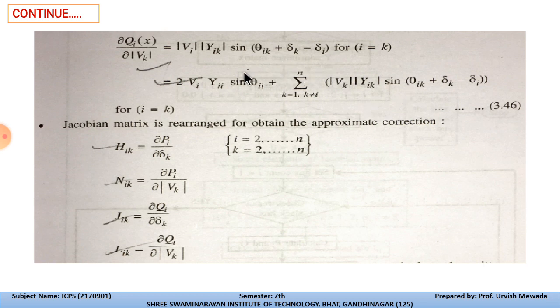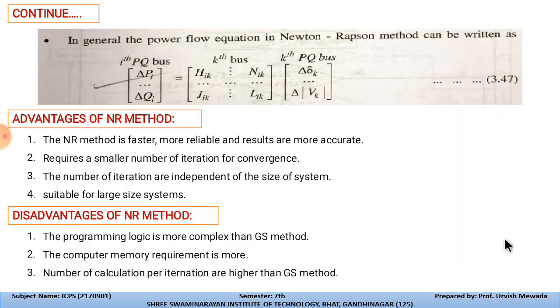So from that we can say that for i is equal to k, the Jacobian matrix, H, N, J and L are the operators we use. So Hik is equal to ∂Pi/∂δk, Nik is equal to ∂Pi/∂|Vk|, Jik is the ∂Qi/∂δk, and Lik is equal to ∂Qi/∂|Vk|. So this is the Jacobian matrix, arranged to obtain the approximate correction, where i is equal to 2 to n and k is equal to 2 to n. So it indicates the number of buses and the number of branches.